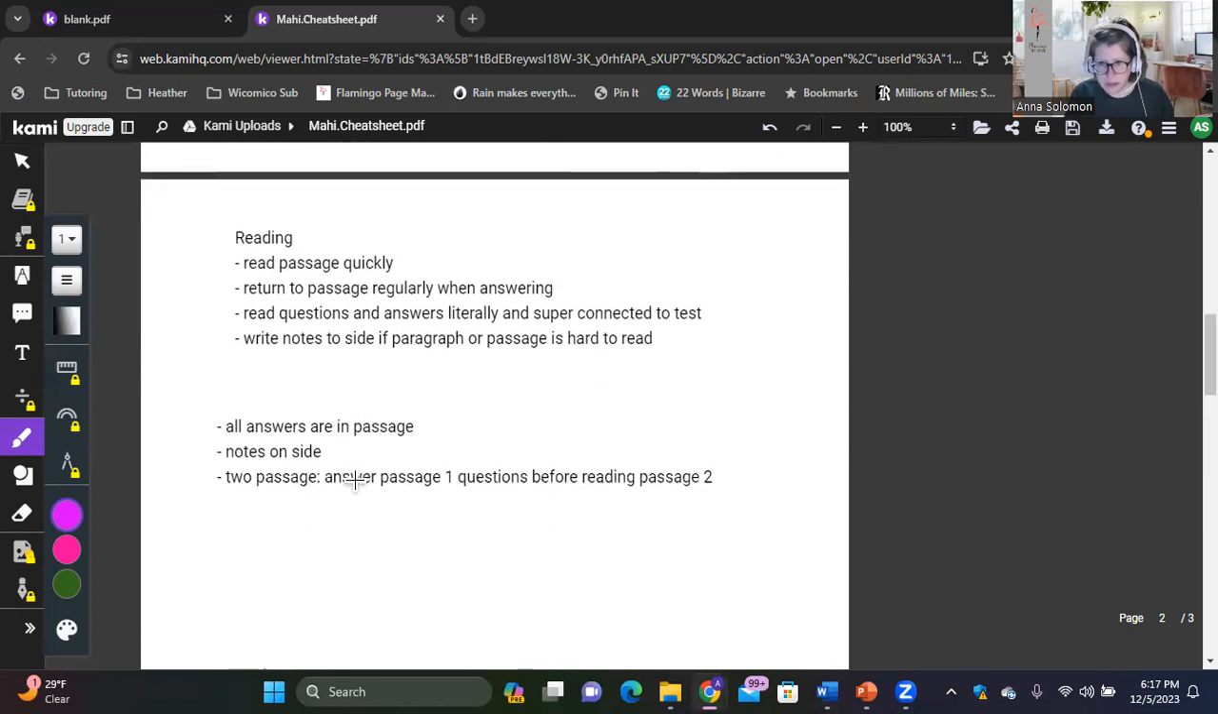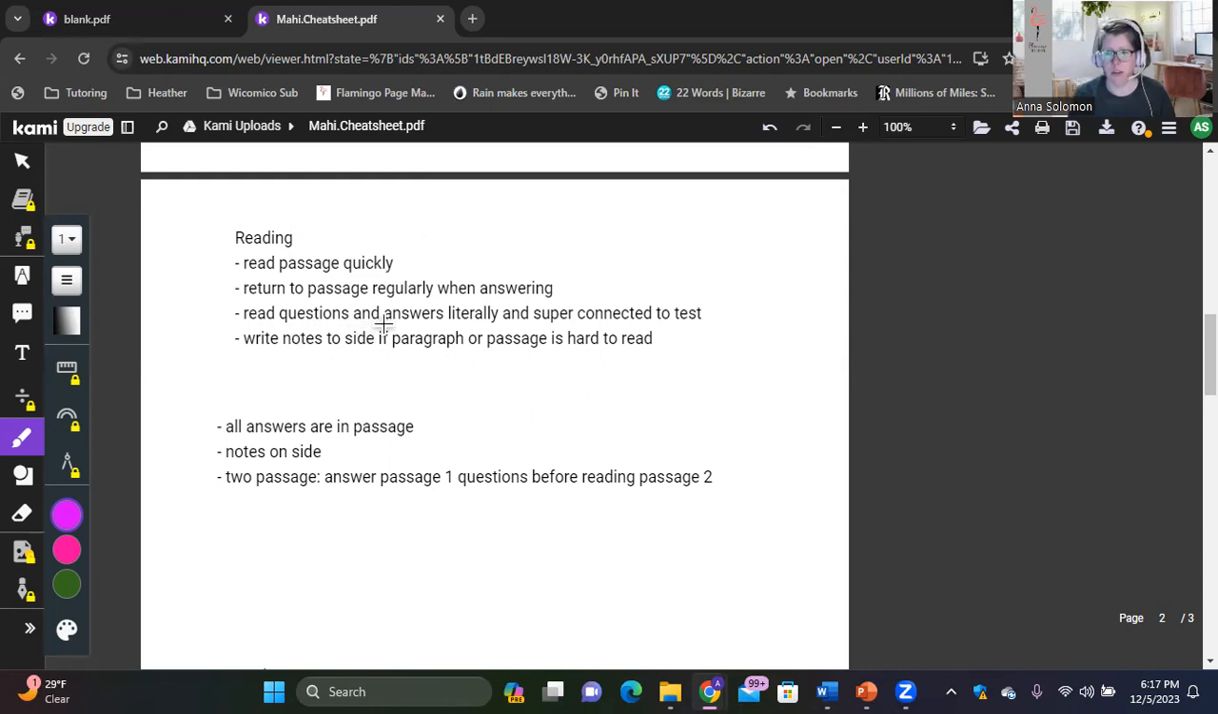We get to the reading. Remember, you have a little less than 9 minutes per passage to read the passage and answer the questions. So you want to read the passage quickly, just to get an idea of where things are. You're going to return to the passage regularly when you're answering. Do not use your memory because that's how they get you. They're going to use specific wording to try and mess you up. So refer back to the passage.